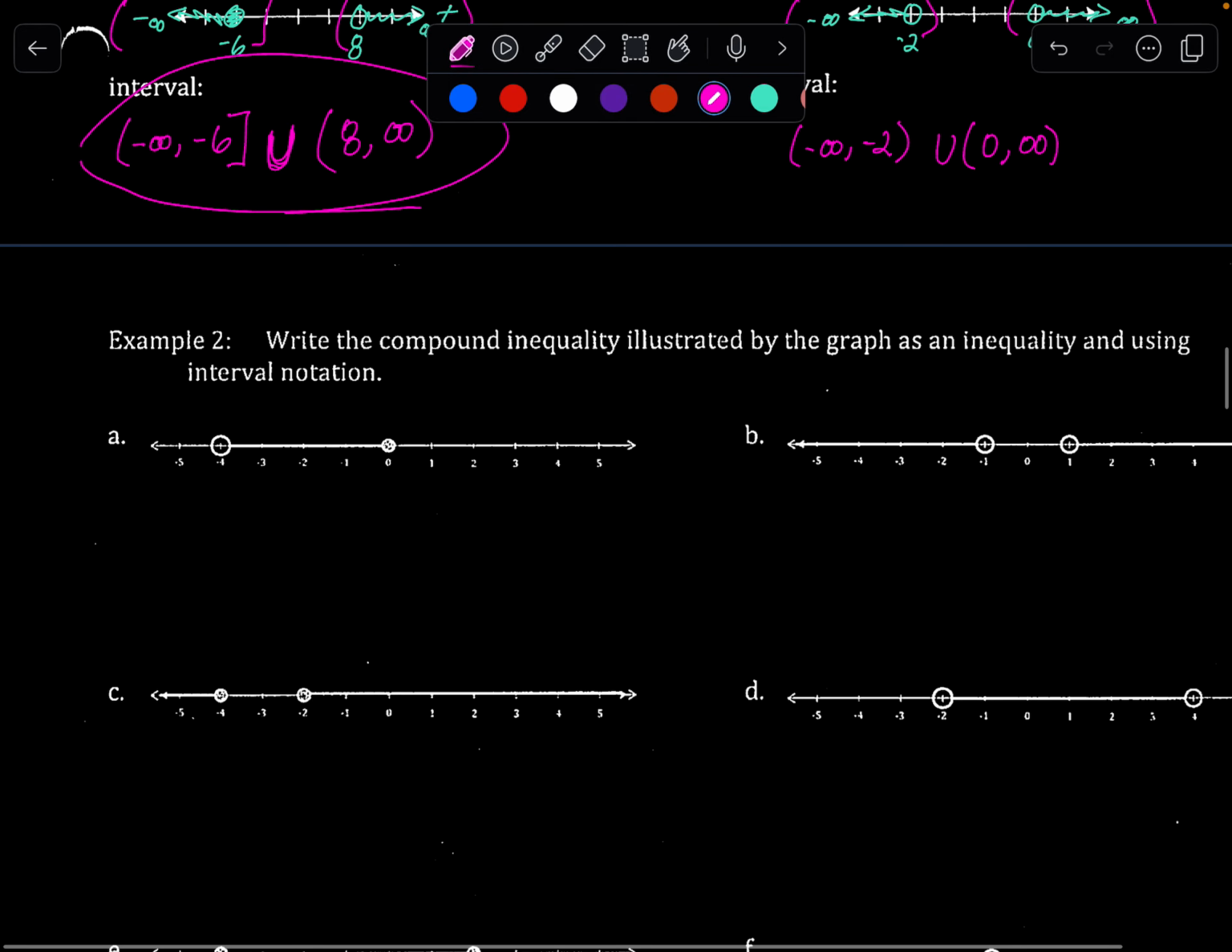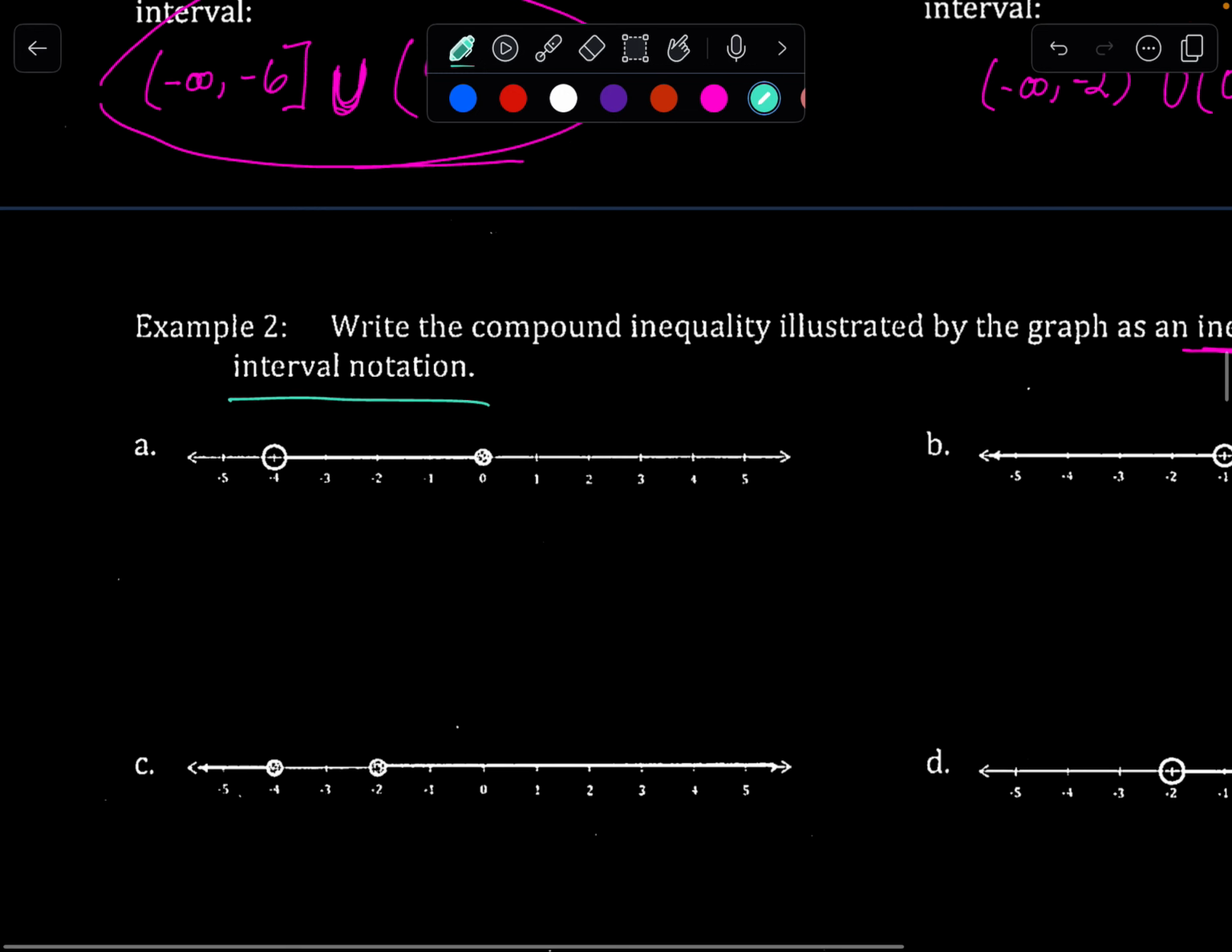Let's write the compound inequality illustrated by the graph as an inequality and using interval notation. I'm going to use pink for the inequality, and the blue is going to be for interval notation. All right, so first, let's use the inequality on this one.